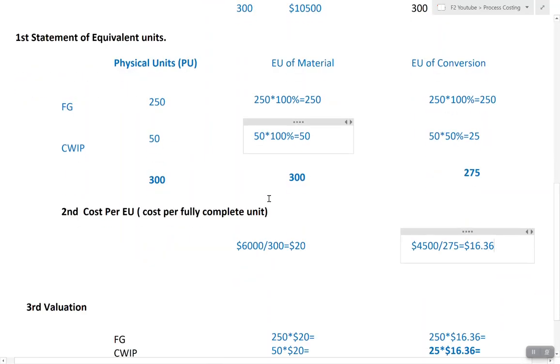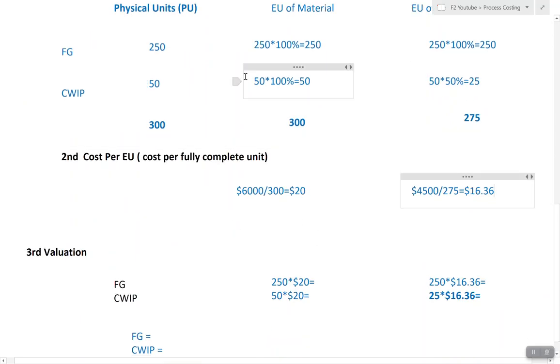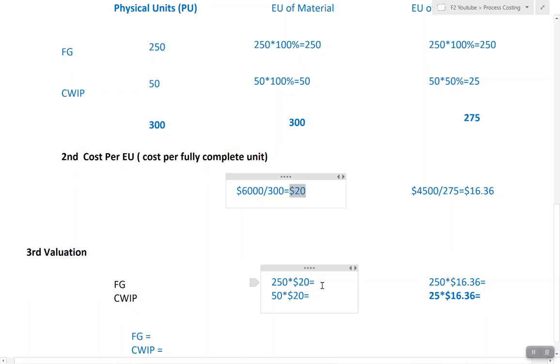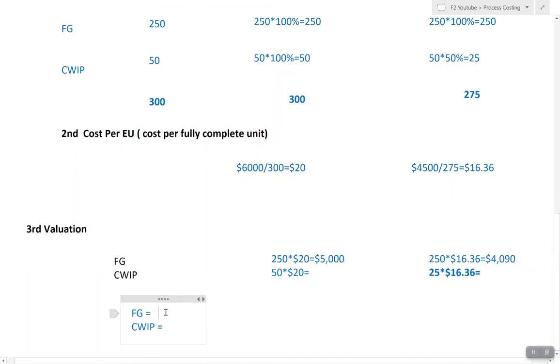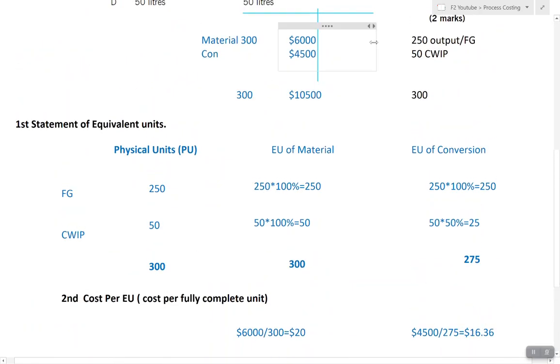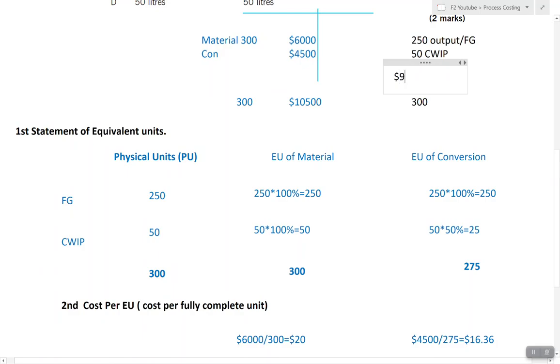Next step, third step, is valuation. Finished goods, we have 250 units multiplied by 20 per unit becomes 5,000 for material, and 16.36 becomes 4,090 for conversion. So adding it together, 5,000 plus 4,090, we have total cost of 9,090. So that means 9,090 is the cost of finished goods.